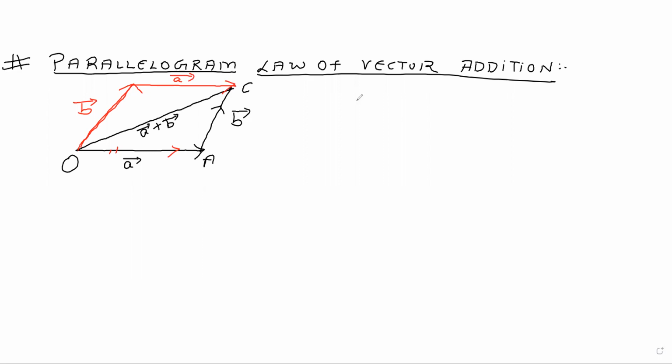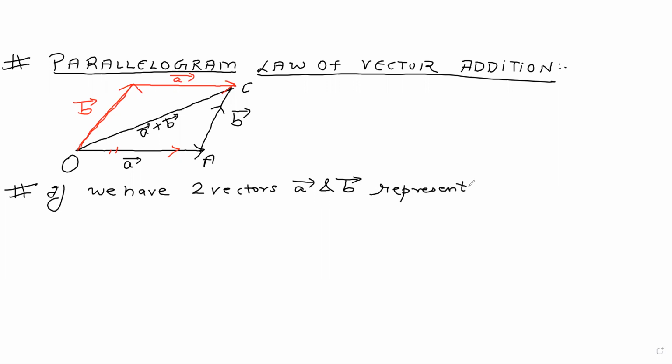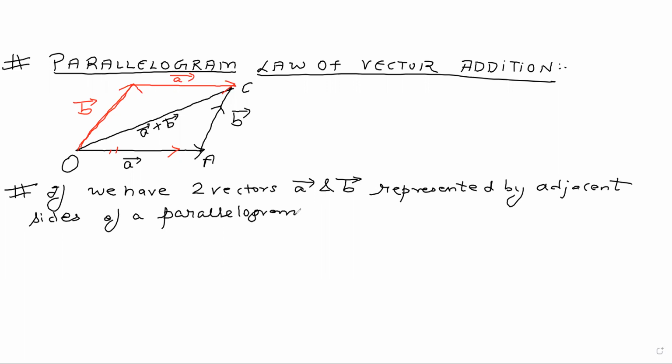Okay, so let's write the parallelogram law. If we have two vectors A and B represented by the adjacent sides of a parallelogram, in magnitude and direction.